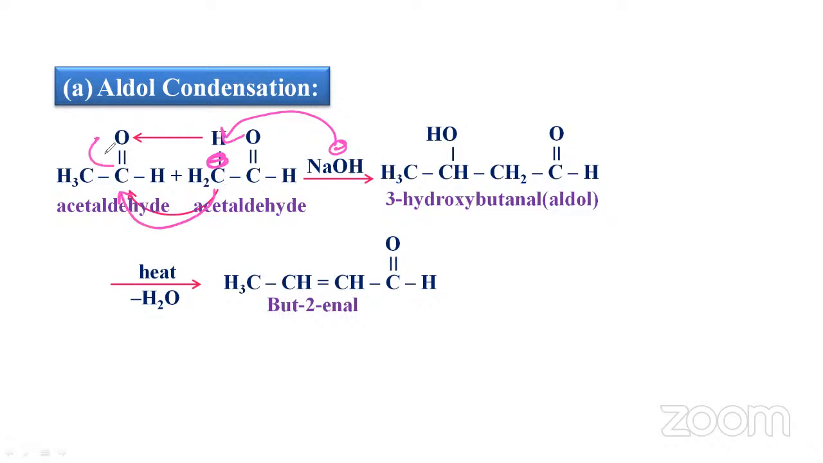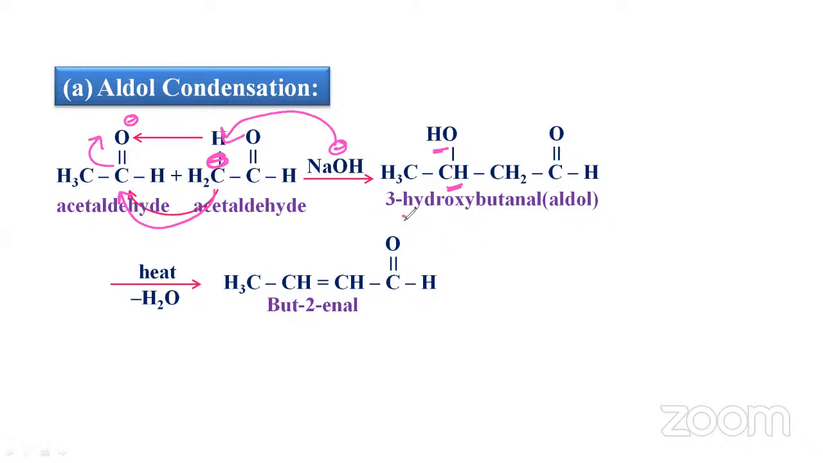So this O will have a negative charge. This hydrogen which is released here will go and attach here. Thus it forms a butanol, a OH group here. So it becomes CH3, CH, OH, then this group gets attached here, so it is CH2, C double bond O, H.